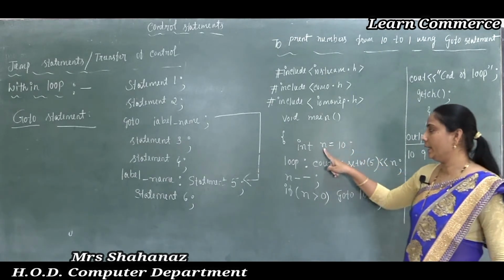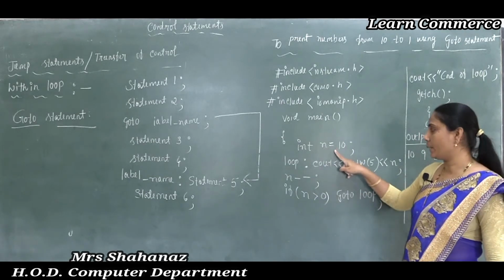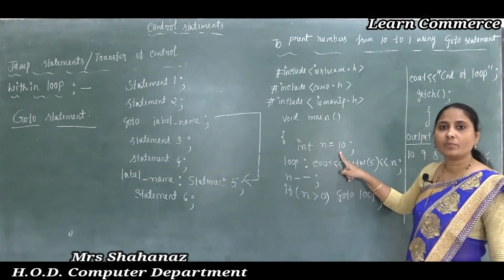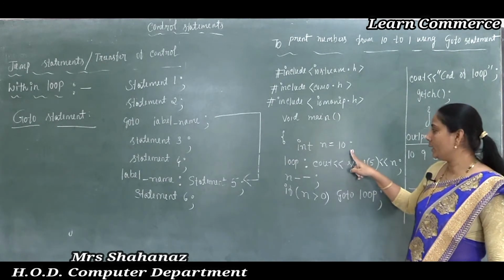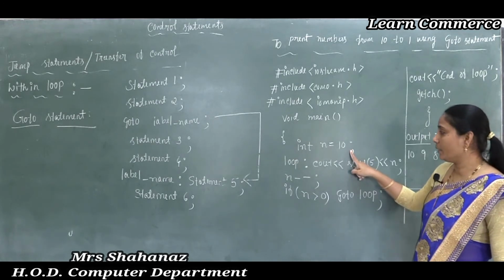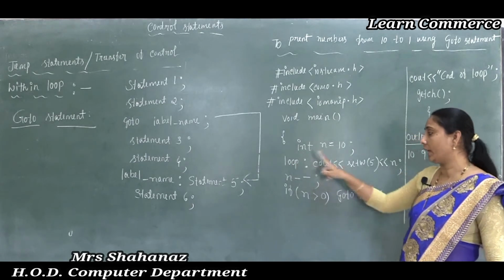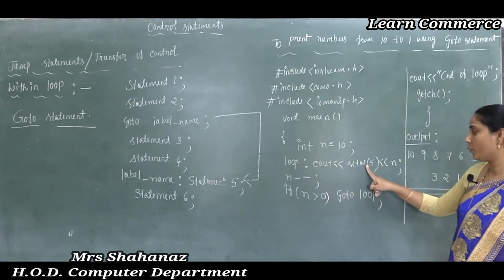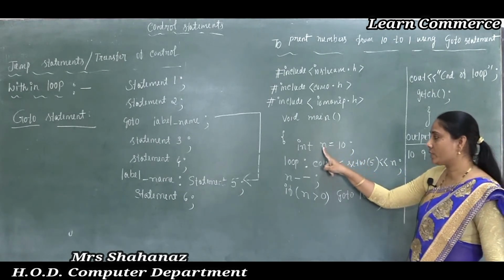Okay? I declare the variable, and later, using the assignment operator, I initialize the value of the variable n, that is equal to 10, and then terminate the statement with a semicolon. Okay, and later in the loop, what do I use? That means cout setw(4) n. So first of all it is going to print the n value, which is equal to 10.